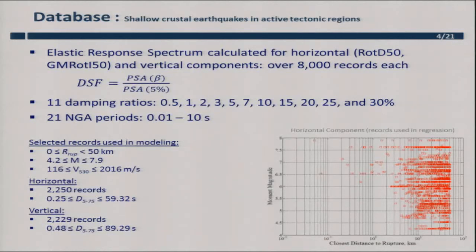So we developed our model using this data, but then we validated the model afterwards for longer distances by doing residual analysis. For the regression analysis, we ended up with over 2,000 records for the horizontal and for the vertical components. Another parameter that I'm listing here is the duration of motion. I'm showing you the significant duration of motion here, from 5% to 75% of Arias intensity. And you can see the range for each parameter. The reason that I'm showing you this is because duration of motion is a very important parameter influencing DSF.